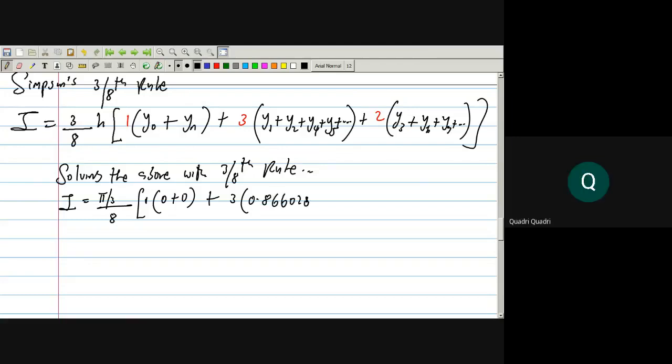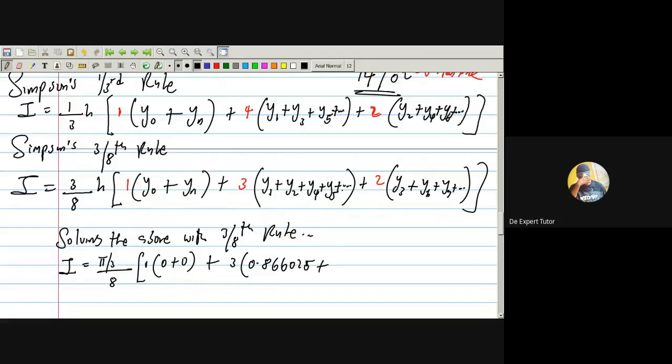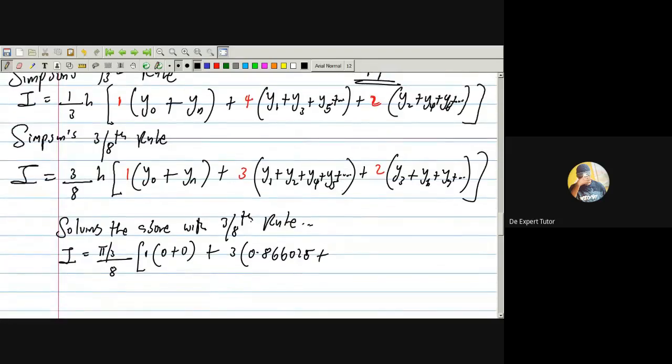0.866025 plus y2. Wait, are you sure? Is that y2? 3 over 8. Yes, yes. The one that is not a multiple of 3. Let's go. What do you have for that one?